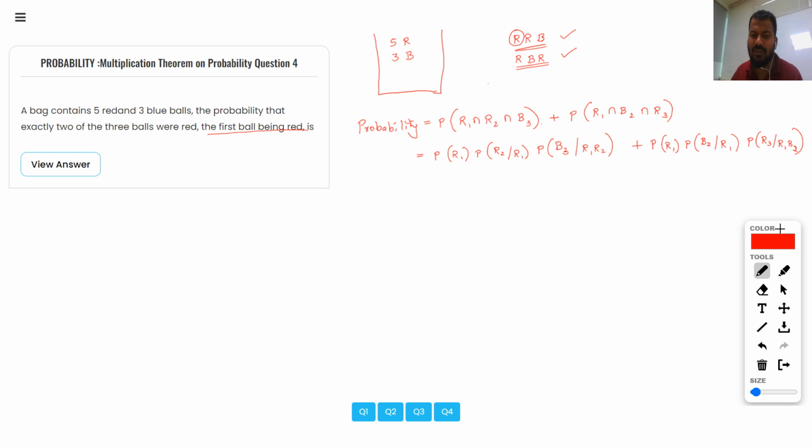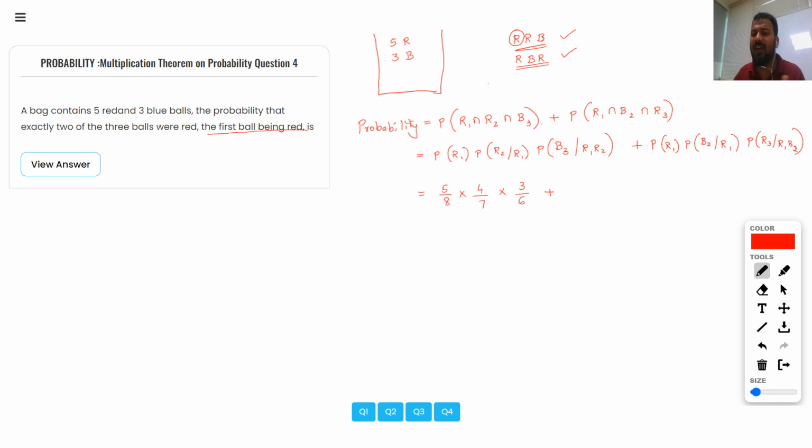So now we have to solve it one by one. The first one, probability of selecting R1. Now the first ball is red, so I can say 5 out of 8. That's the first case, 5 out of 8 times. If I take out R1, left out is 4 red and 3 blue. So for that I can say 4 over 7. Next, if I have taken 2 R's, then left out is 3 red and 3 blue. So I can take it as 3 over a total of 6.